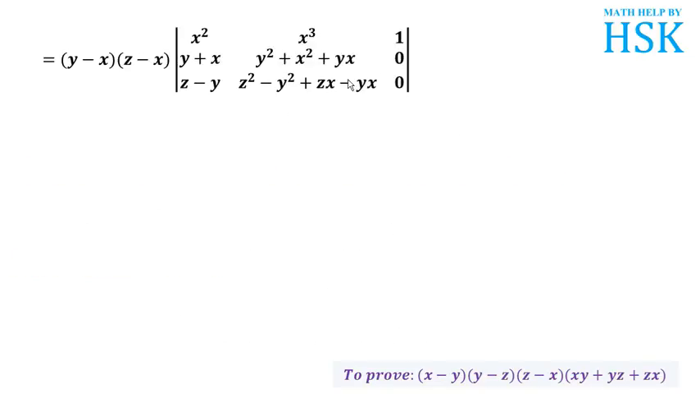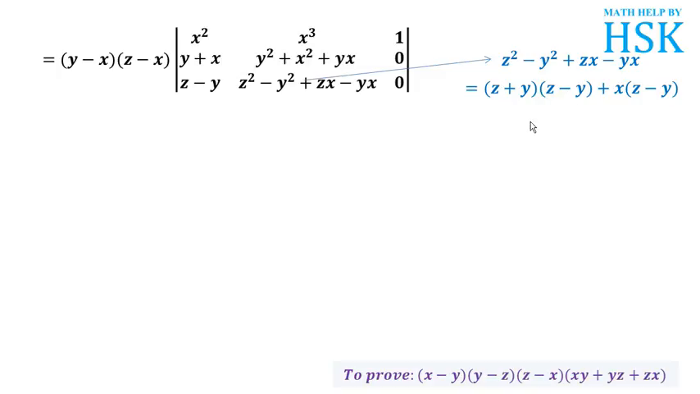Taking the determinant further, this term can be factorized. So I'm going to factorize this term by taking the term z square minus y square plus zx minus yx. Now z square minus y square can be written as z plus y into z minus y, and from zx, yz, yx I can take x common, so I'm going to get this as z minus y.